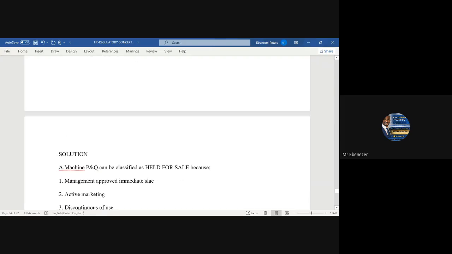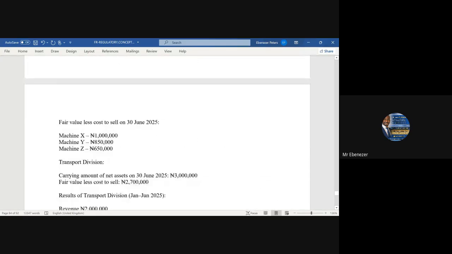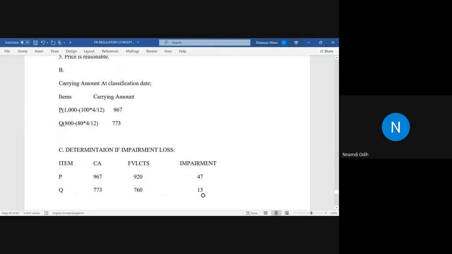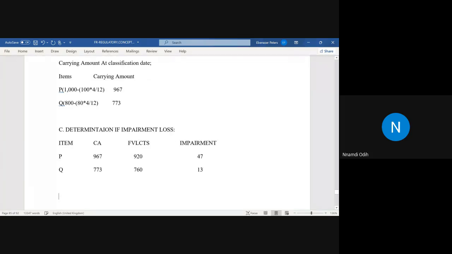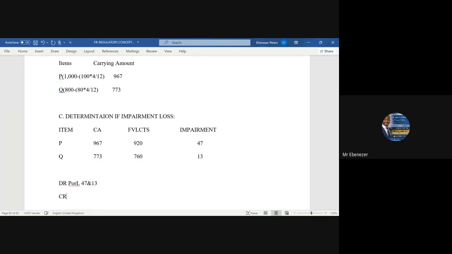Prepare journal entries. What are the journal entries for that? Debit 47 to P and credit the assets. Debit also the other one, with how much? 47 and 13. Credit where? Assets held for sale, the same value. So that's the journal entry.